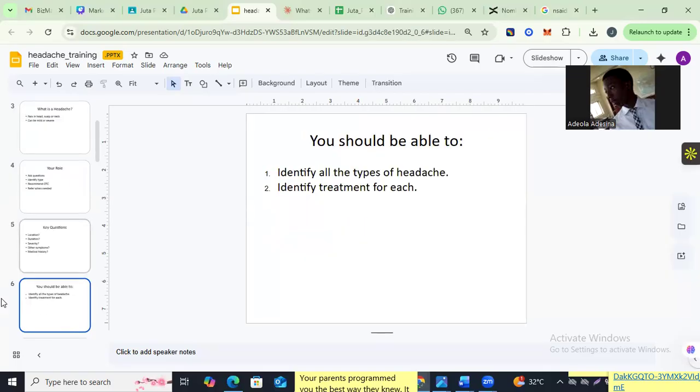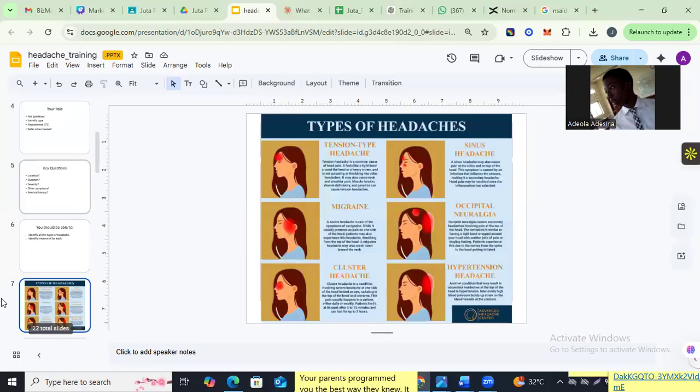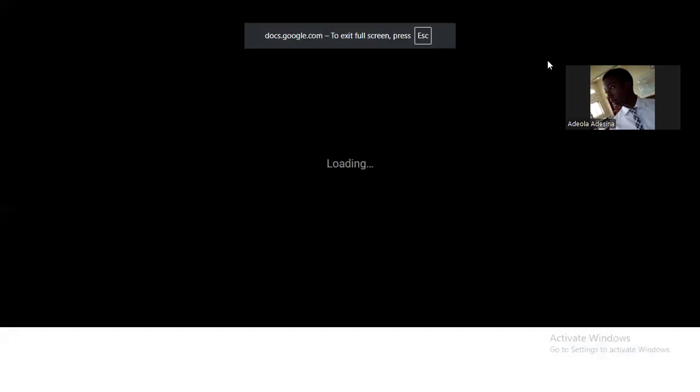So at the end of this class, you need to be able to do two things because you will be tested on two things, right? You need to be able to identify all the different types of headache, and you need to be able to identify how to treat those types of headache, right? So your assessments will be on these two things, and there are prizes for best performing staff. So first and foremost, what are the different types of headache, right?